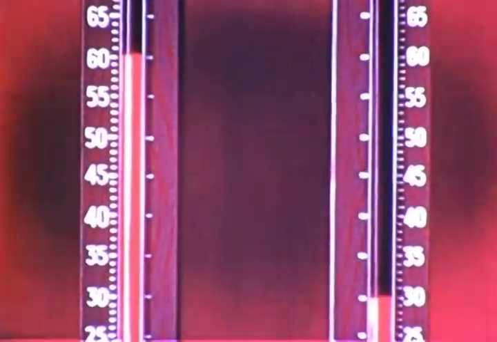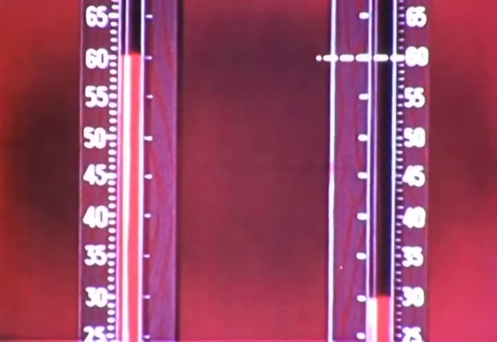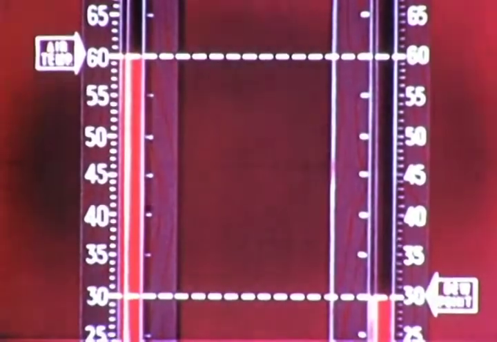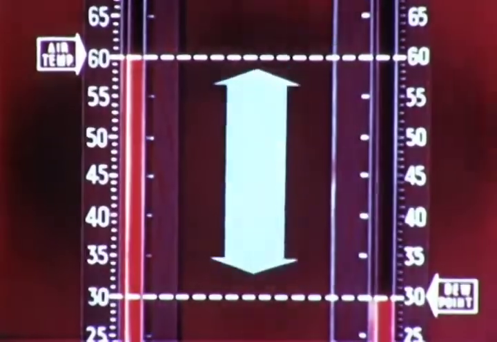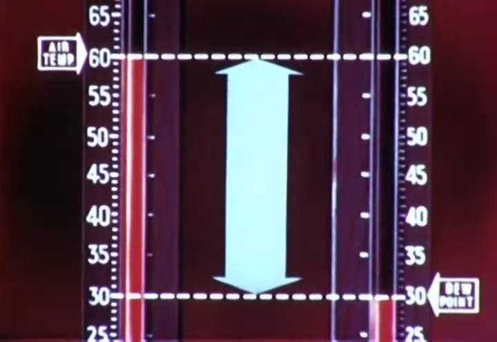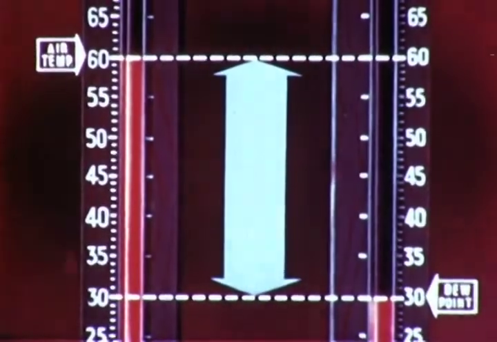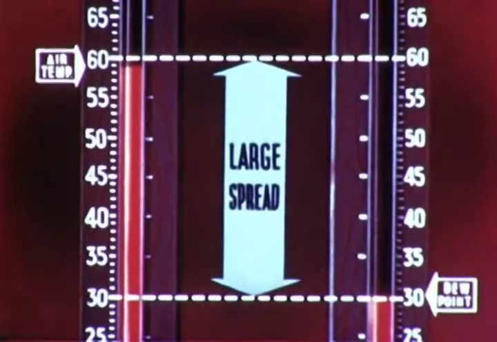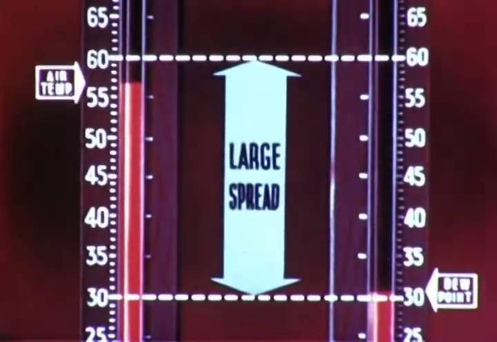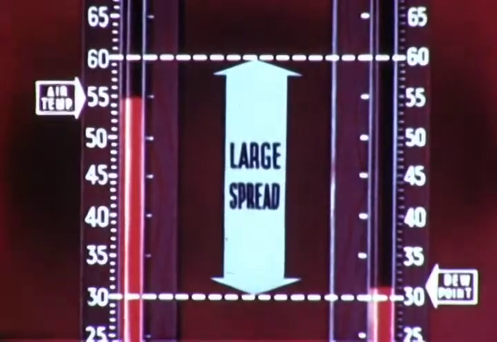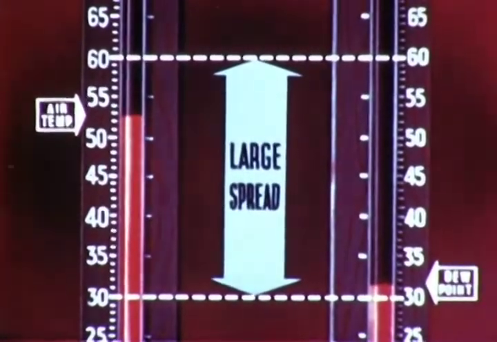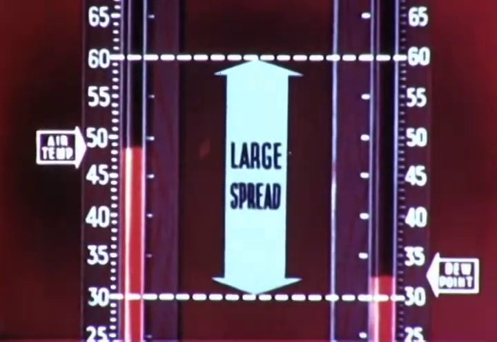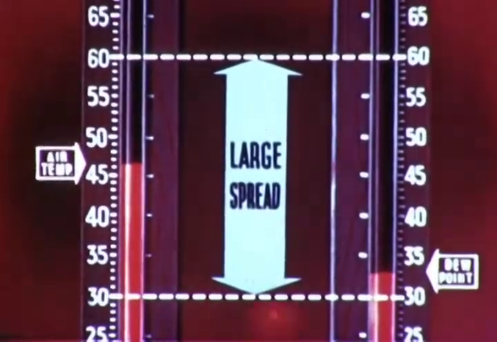In air free of fog, there is a difference between the temperature of the air and the dew point. The amount of spread between these two is an important factor in prediction. With a large spread, the temperature of the air must decrease and the dew point must increase a great deal before they become equal. Consequently, the formation of fog is unlikely.